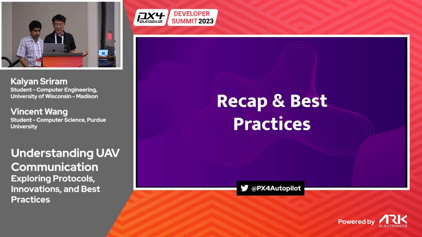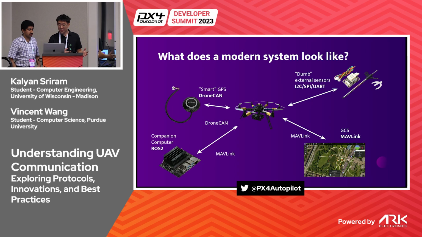So let's recap what we discussed. What does a modern UAV system look like? On higher-end and industrial UAVs, DroneCAN devices from manufacturers such as Holybro and ARK are starting to replace dumb sensors. However, these simpler peripherals will still provide the best cost effectiveness for hobby drones.